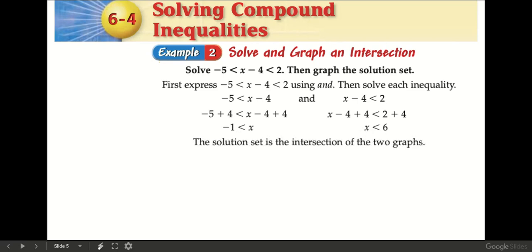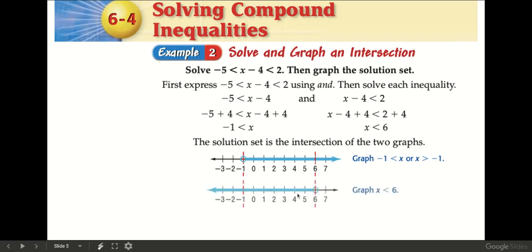So the solution set is the intersection of the two graphs. If I graph x is greater than -1, not including -1, and if I graph x is less than 6, not including 6, hence the open circles. My graph for this whole solution set for this compound inequality is the intersection of these two graphs. Where do they overlap? They overlap right in between -1 and 6.